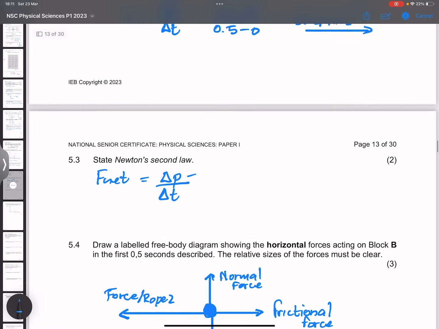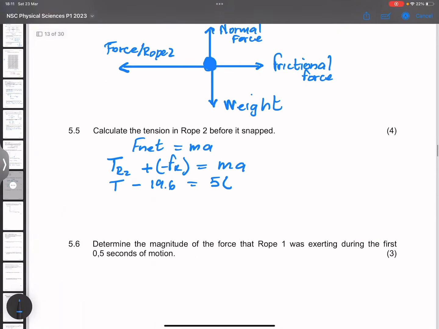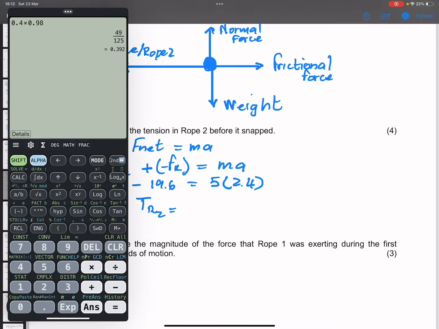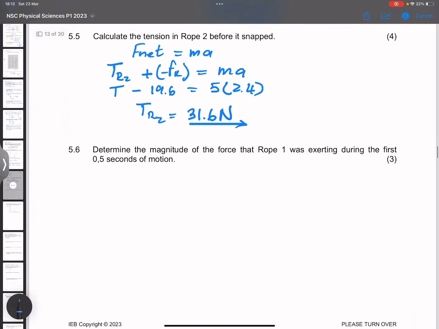And the acceleration, you remember we calculated the acceleration of the entire system. That's 2.4 meters per second squared. So let's find out the tension of rope 2. That would be 5 times 2.4, and take the 19.6 to the other side. We can add that there, and so that would be 31.6 newtons. So that would be the tension of our rope. Okay, hope that makes sense.